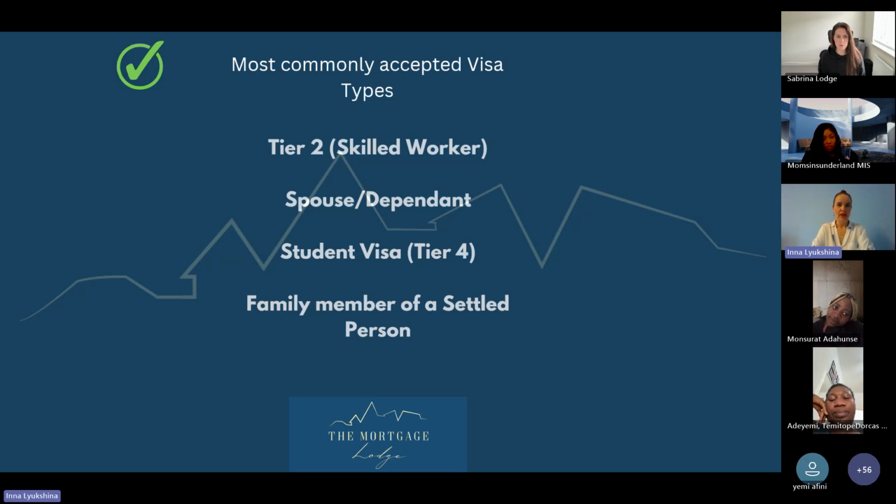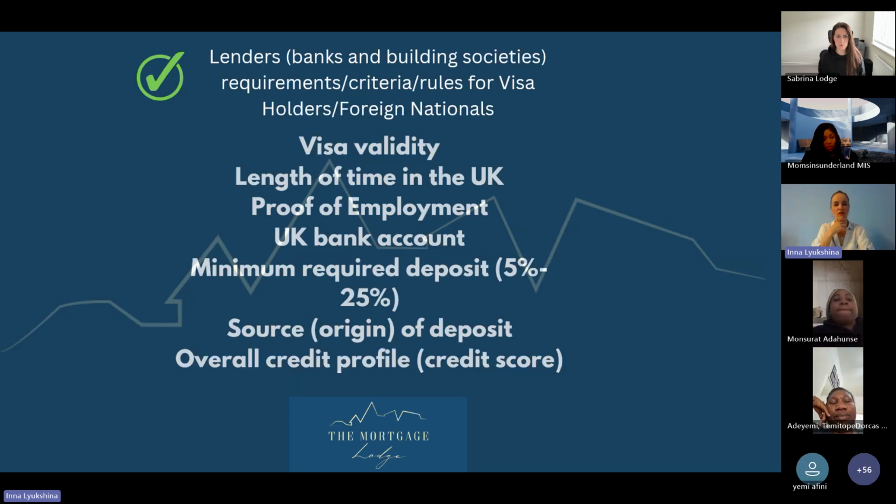Now, I also had a question from Adeline, and I would like to elaborate on this one a bit more. I will then be happy to take some more questions on this, because I guess there will be some. So lenders, we talk about banks and building societies, have got different requirements or different criteria or different rules for visa holders, and sometimes they give it another name, foreign nationals. So visa validity is one of the important factors.